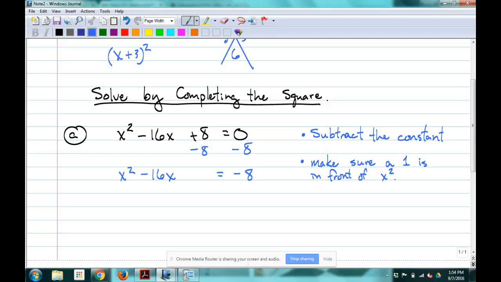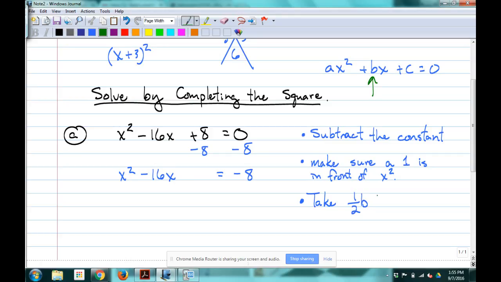The next thing we want to do, take 1/2 b. What's b? We've got to go back to quadratics in general. B is always where? It's in front of the x, right? So we're going to take half of whatever's in front of x. So half of negative 16 would be negative 8. So don't lose the sign, because that's important.